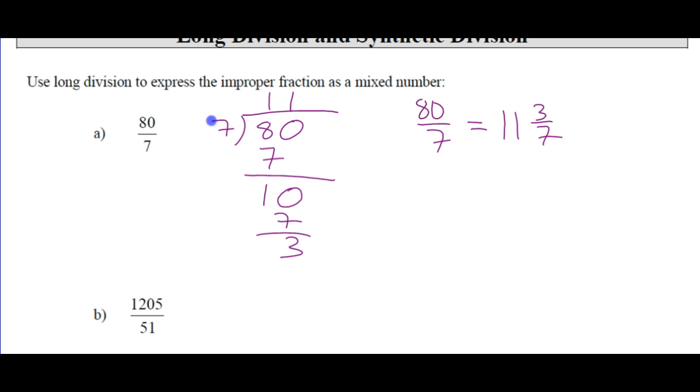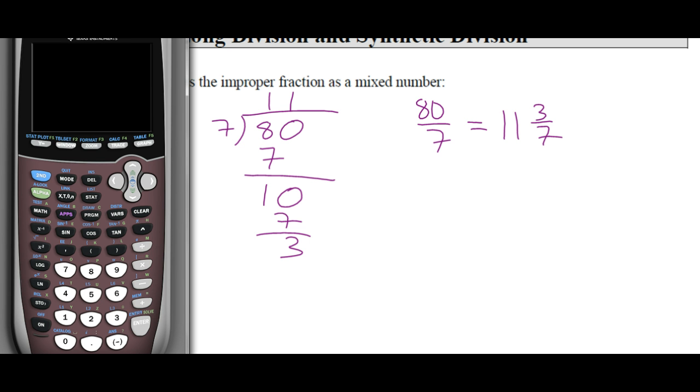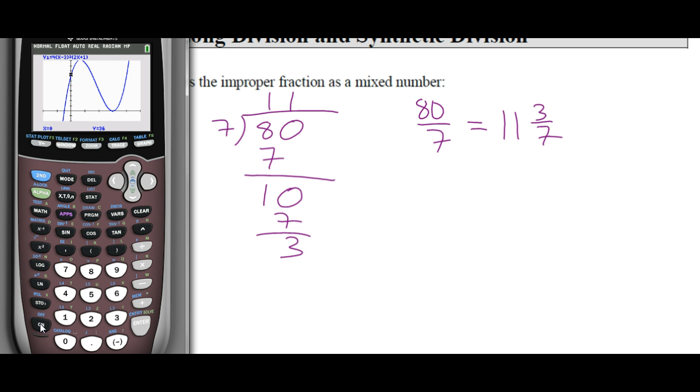Is that true? Where's my calculator? I need a calculator to do fractions and mixed numbers. And how do you do those? So I've got 80 divided by 7. I've got 80 by 7, and I'm going to do this fancy. So I want the UND.